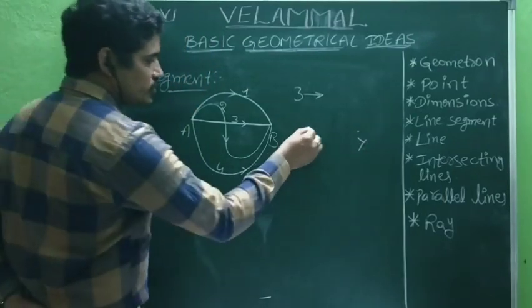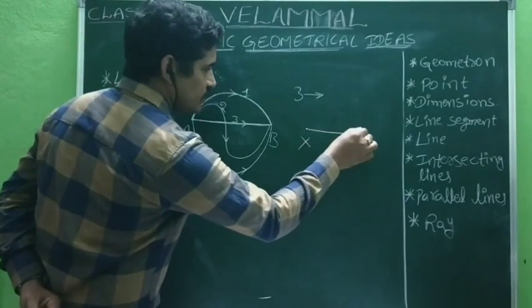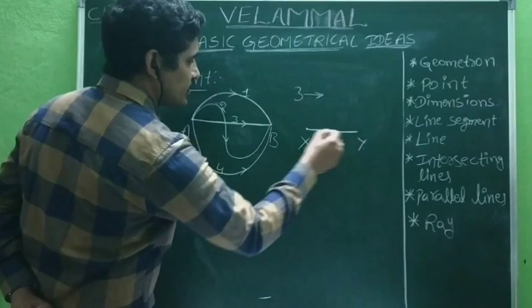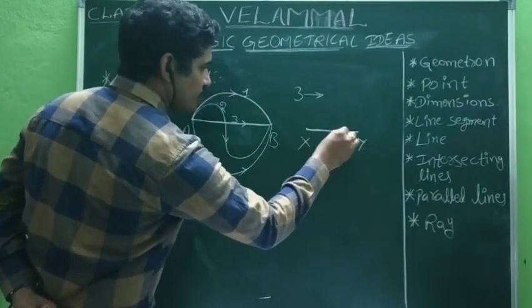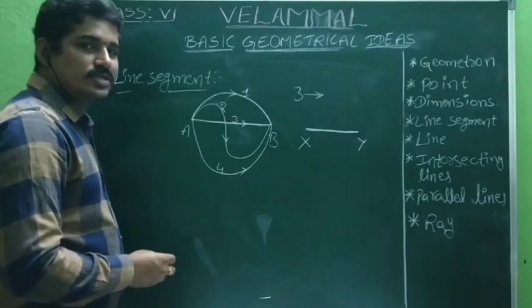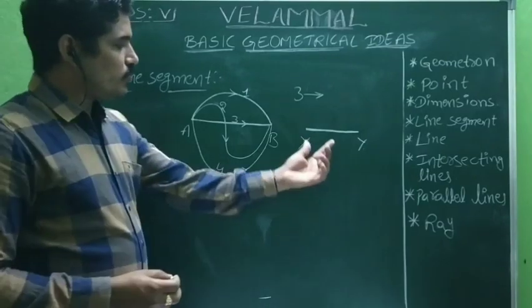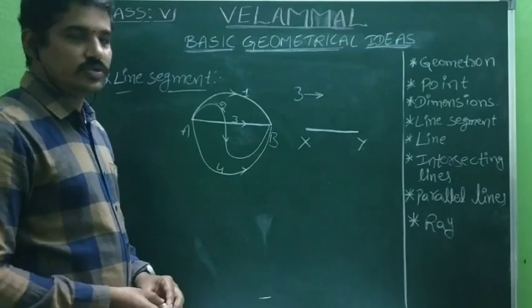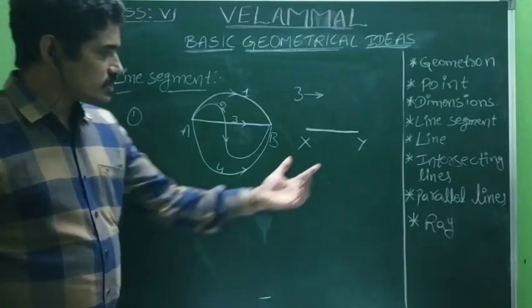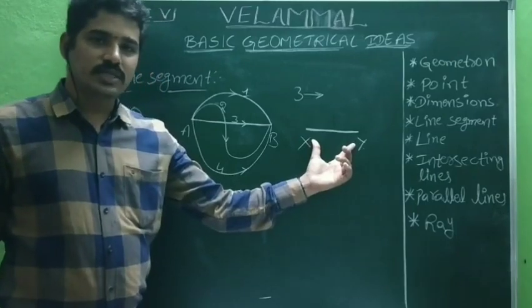If we join these 2 points directly, in a straight way, then this straight line between the 2 points is called a line segment. So the smallest or shortest distance between 2 points is called the line segment. So definition 1 for the line segment is: the shortest distance between 2 points is called a line segment.